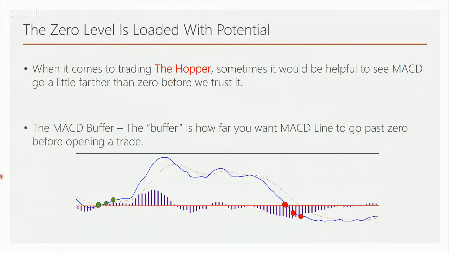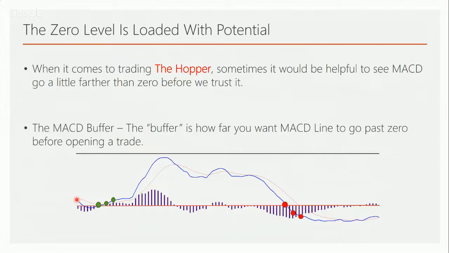So the MACD buffer is telling the MACD how far you want the MACD line to go past zero before opening your trade. For example, when we had a buy hopper signal here, you might have wanted to let the MACD go a little bit farther than zero, or even get up above one of the histogram bars before you open your buy hopper trade. And this is just smart discretionary trading, keeping an eye on things.